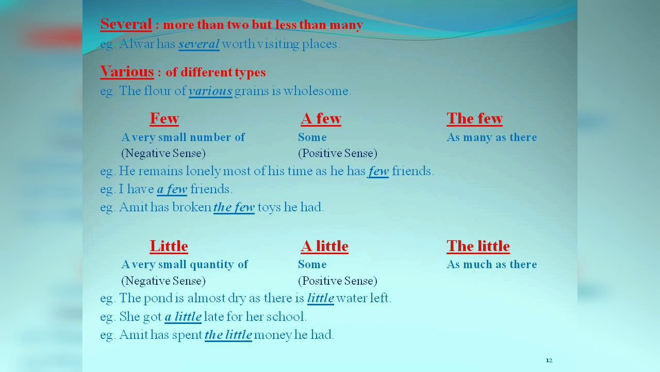But yes, one thing more. We use few, a few, the few before plural countable nouns. The noun must be plural countable. Next example says, I have a few friends, because the sentence is not conveying any negative sense in any way. Therefore, we have used here a few. It conveys a positive sense. But in the above sentence, there is a negative sense because the boy remains lonely most of his time because he has few friends. Third sentence says, Amit has broken the few toys he had, as many as there. Therefore, the few.